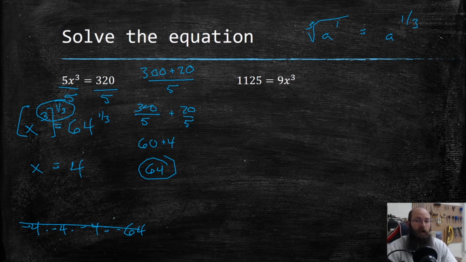It can't be the positive or negative version of it. It has to be either positive or negative. It can't be both. Now let's look at this one. 9x cubed divided by 1125. Let's divide by 9. All right, so now I have divided by 9, and I get 125 equals x cubed.